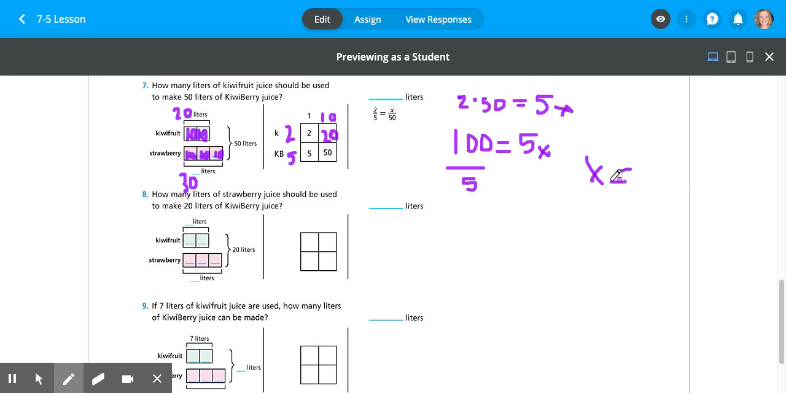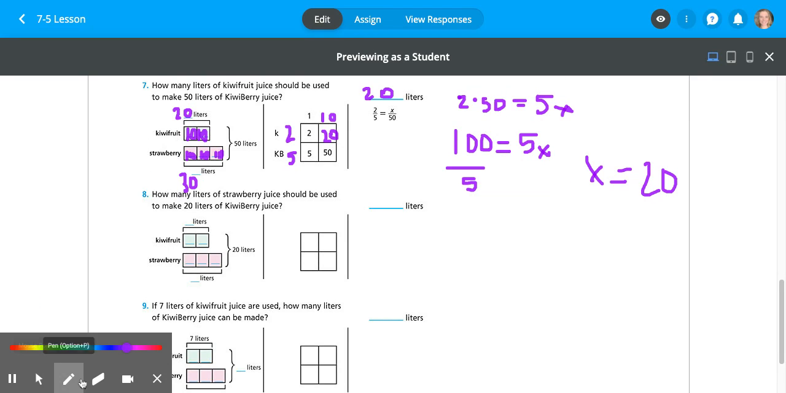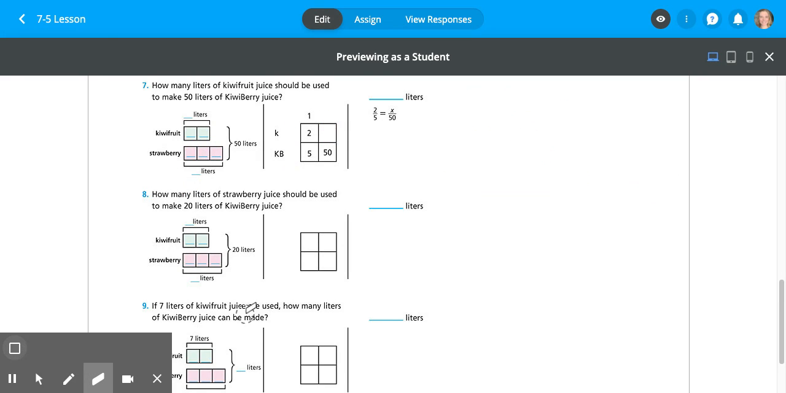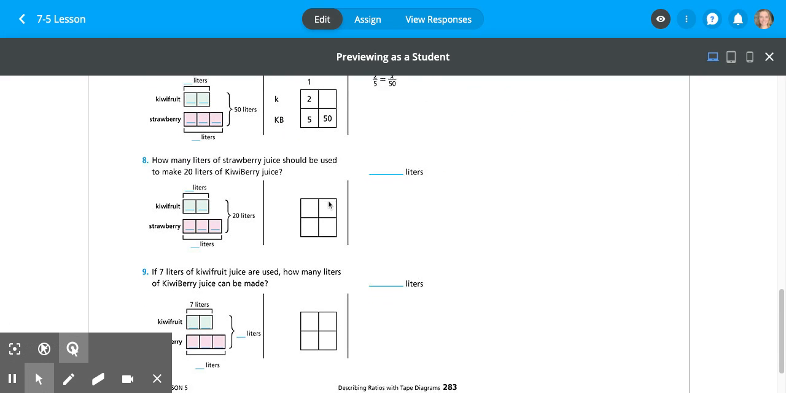x equals 20. So we have 20, and we have 20 liters. So all 3 of our answers match up. We know that should be the correct answer. Now we'll move on to our next one.